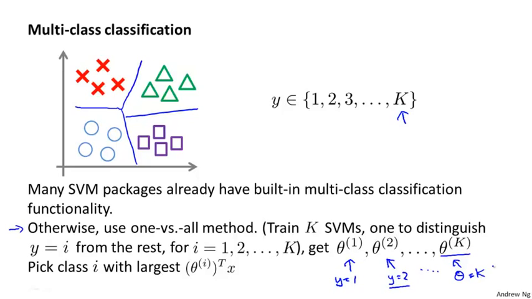And then lastly, this is exactly the same as the one versus all method we have for logistic regression, really. You just predict the class i with the largest theta i transpose x. So that's multi-class classification with SVMs. But the more common case is that there's a reasonable chance that whatever software package you use will already have built-in multi-class classification functionality, and so you don't even need to worry about this yourself.